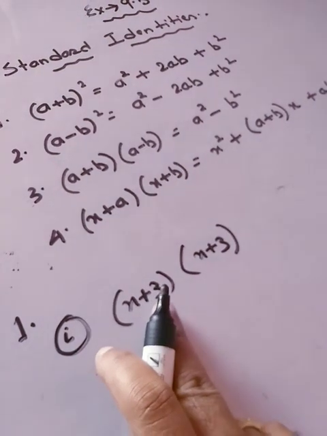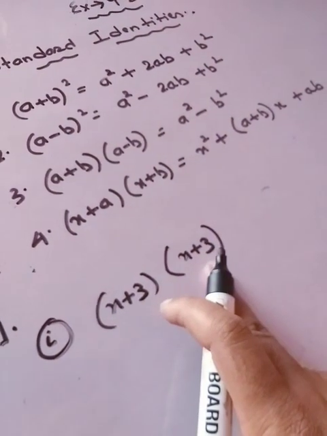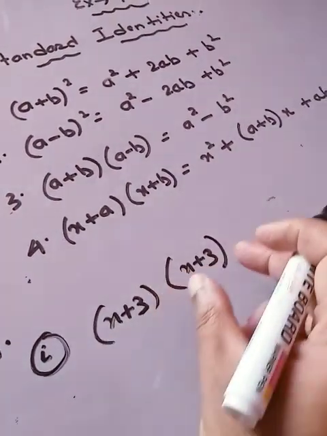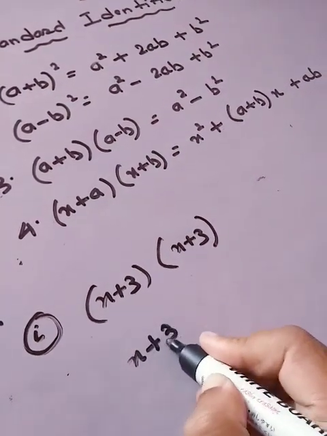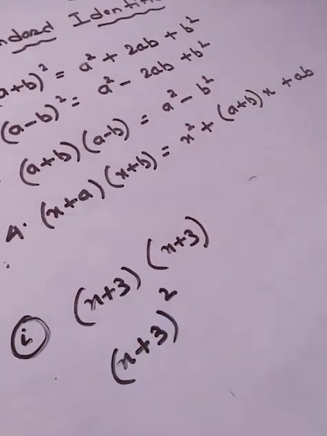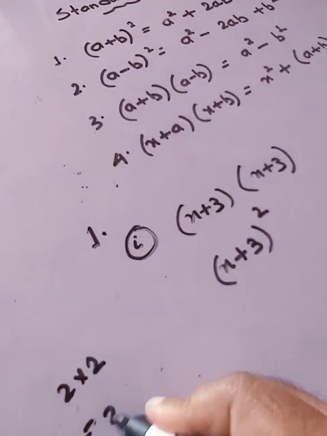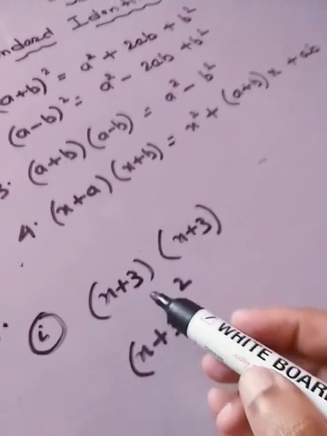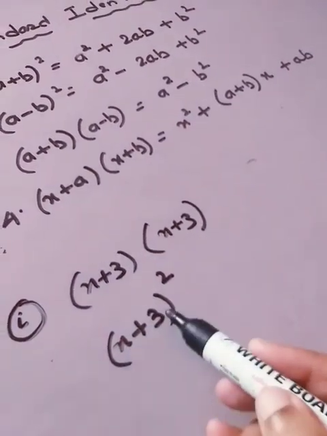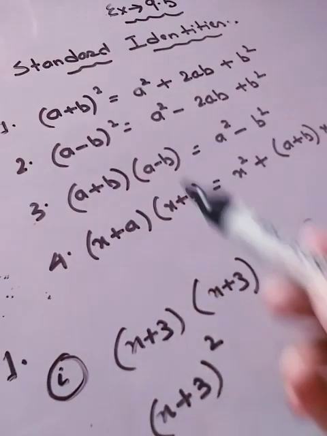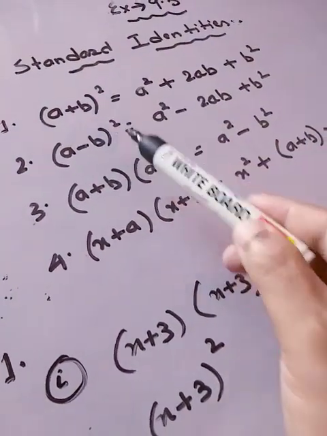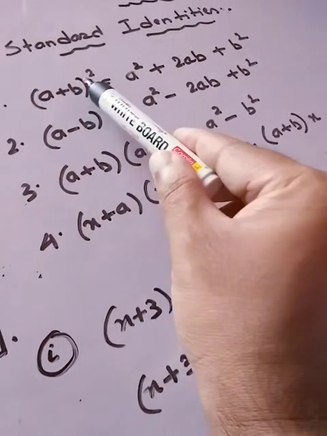See, x plus 3, in another bracket also there is x plus 3. So how many x plus 3s are there? 2. So we'll write it in this way. Okay, that means (x plus 3) into (x plus 3), we can write it in this format, (x plus 3) whole square. Now which identity can you follow? This one, this one, this one, or this one? We will use this one.